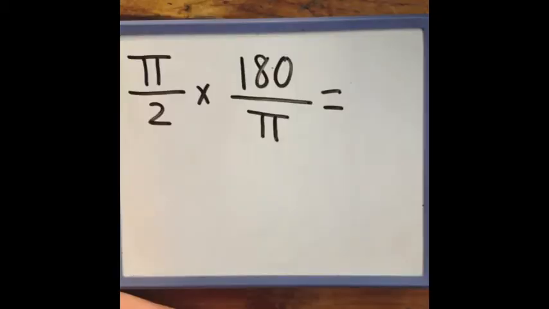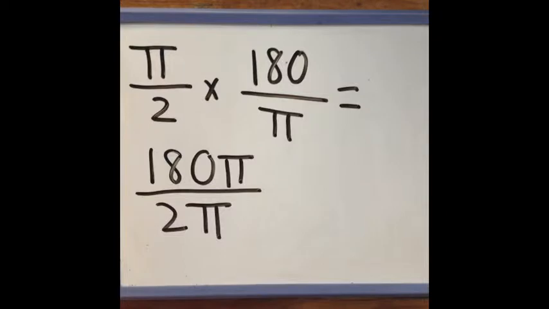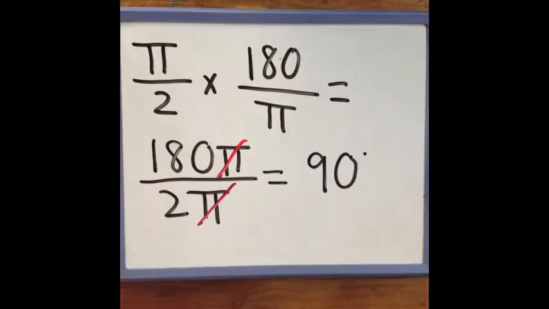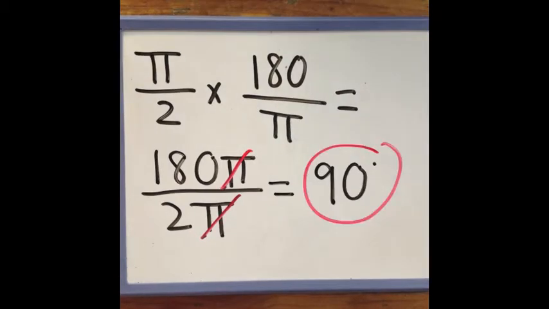To do that, you have to multiply by 180 over pi. Pi over 2 times 180 over pi will give you 180 pi over 2 pi. The pi's will cancel out, which leaves you with 180 over 2, which can simplify to be 90 degrees.